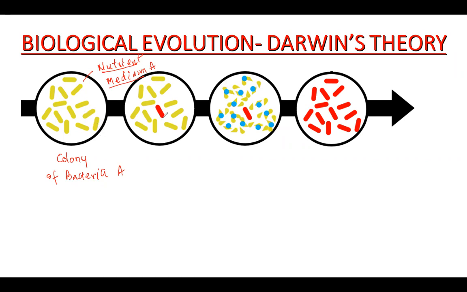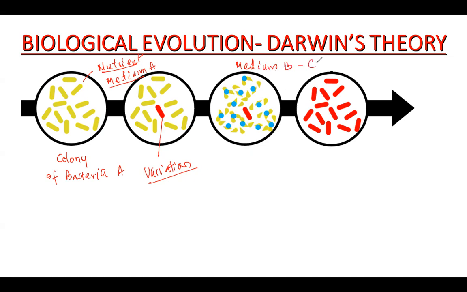But one of the bacteria, for example, has a variation. It can live on this medium, and even if you change the medium, it still survives. But other bacteria cannot. The one with the variation can survive using nutrient medium A, or a different medium, which is B or C. So in the next step of the experiment, they transferred this bacteria to another medium. Let's call it medium B.